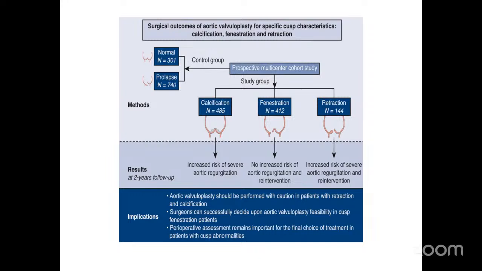So, what were the results and the implications? Aortic valvuloplasty should be performed with caution in patients with retraction and calcification. Surgeons can successfully decide on aortic valvuloplasty feasibility in patients with cusp abnormalities. Treatment remains important to the final choice of treatment in patients with cusp abnormalities.